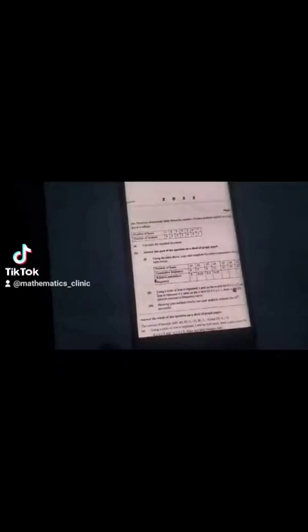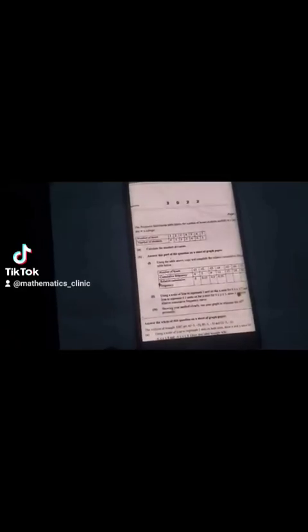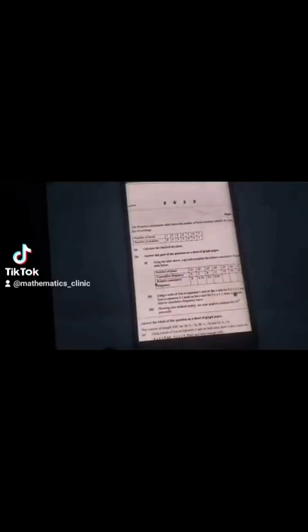Right, we have a question right here. It's saying the frequency distribution table shows the number of hours students studied on a particular day at a college. So number of hours, we have 1, 2, 3, 4, 5, 6, 7. And number of students, we have 0, 3, 3, 5, 6, 2, 1. And they're asking us to find the standard deviation.